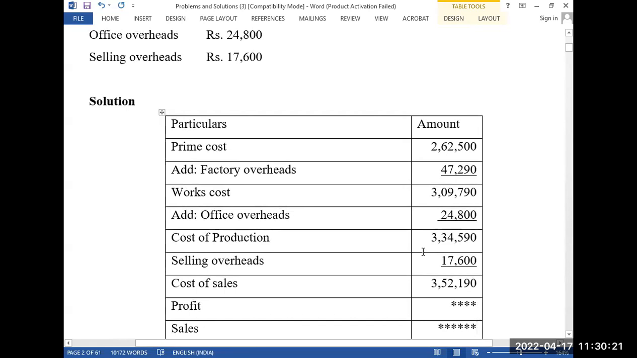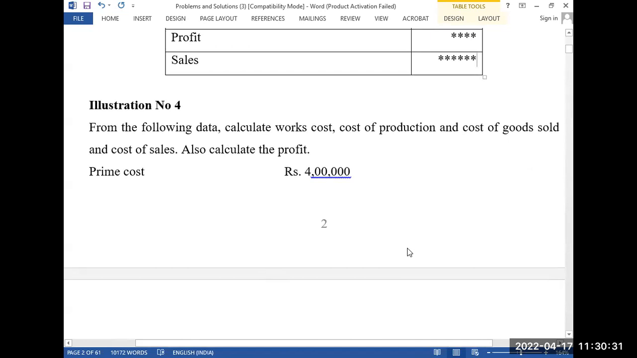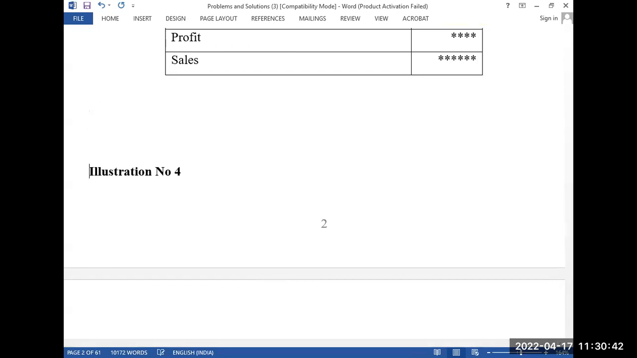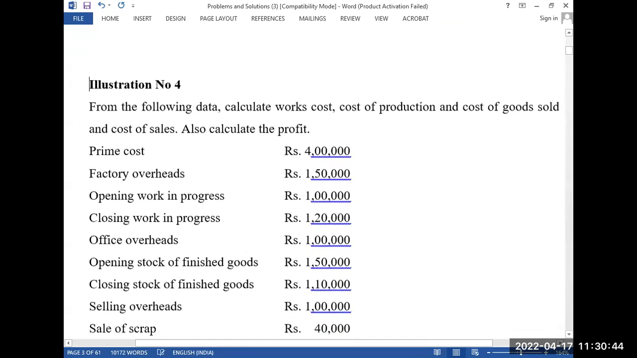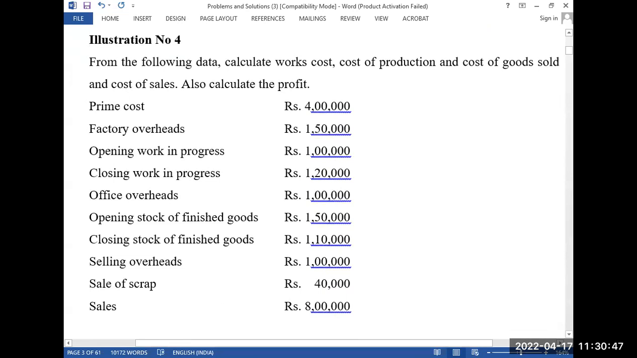So now we have a fair idea about the cost sheet. Okay, next one. From the following data, calculate work cost, cost of production, cost of goods sold, cost of sales, and also calculate profit. This is the data.